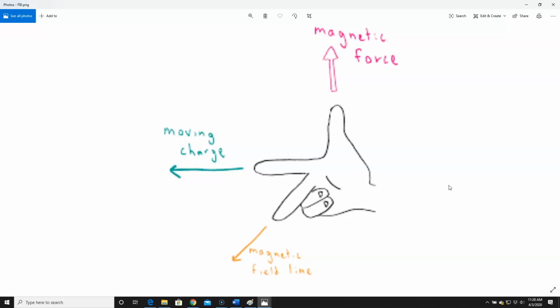In this particular case, you could see the moving charge is going to the left, and the magnetic field is coming out of the screen, and that leaves your thumb pointing upwards. This will work for a current carrying wire. This will work for a positive charge, but a negative charge will be slightly different. A negative charge, since it's opposite signs, you're going to use your opposite hand. So you'll do the same thing, but with your left hand.